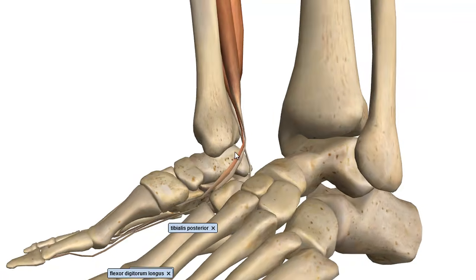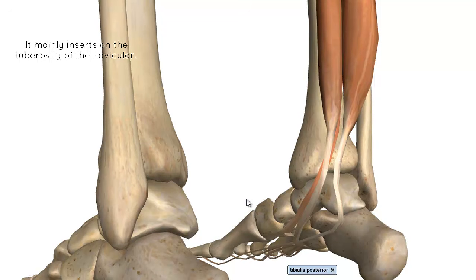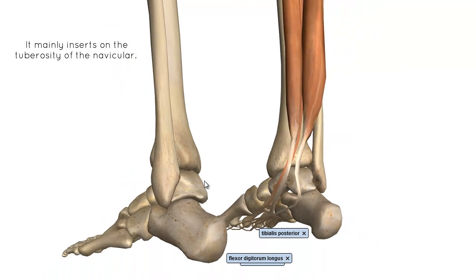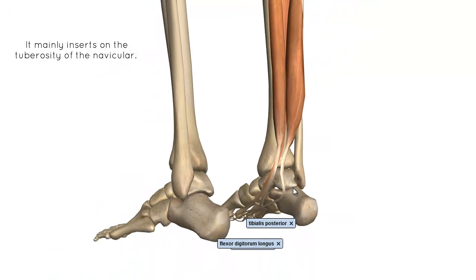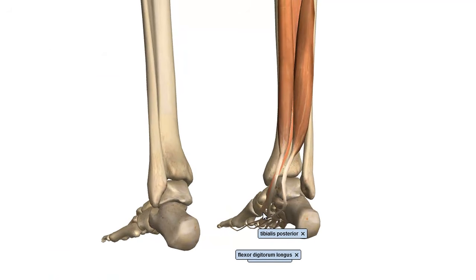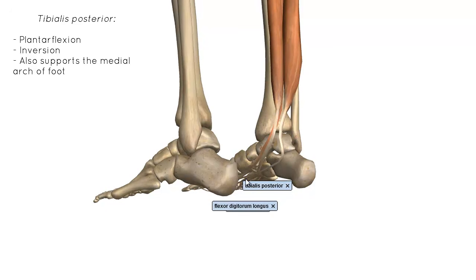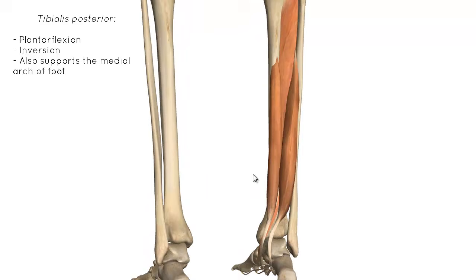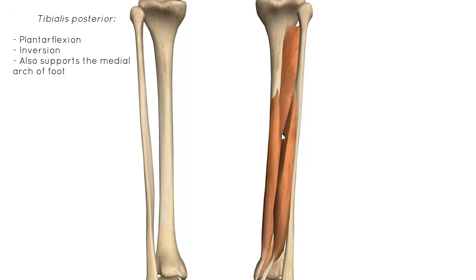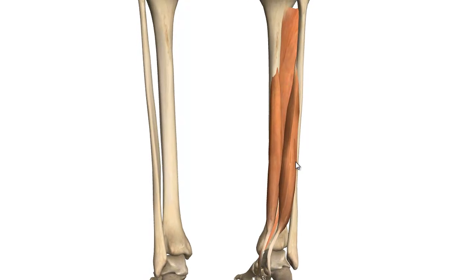So what this muscle does is that it plantarflexes the ankle joint, and it also inverts the foot, and it also supports the medial arch of the foot. So a few functions there. And again, all these muscles are innervated by the tibial branch of the sciatic nerve. So those are the muscles of the posterior compartment of the leg. I hope that's cleared things up a little bit.